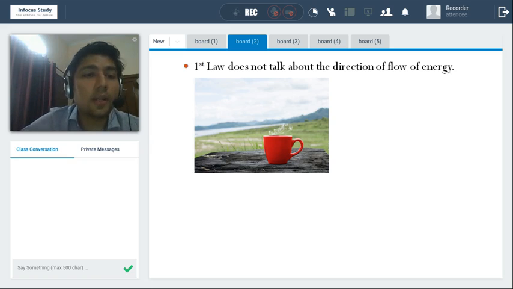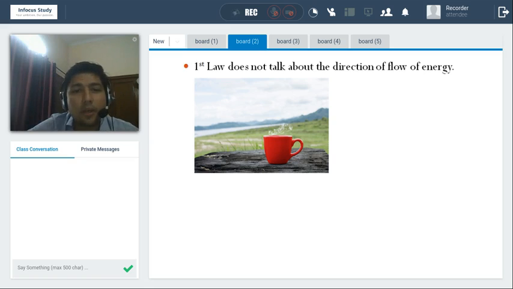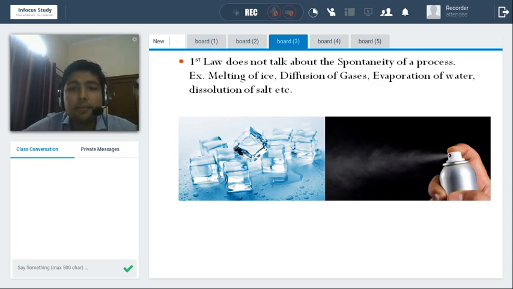It only talks about conservation of energy. But in the real world, we know that it's not like that. There must be a direction of flow of energy. There must be something which defines that the energy will flow from this body to that body. But the first law fails to do that.